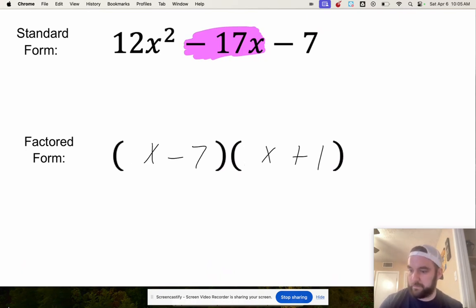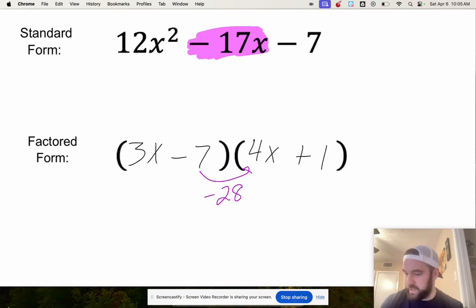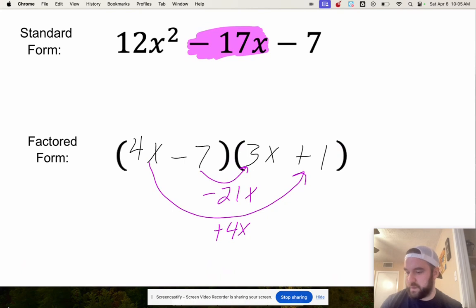So let's go 3 and 4. Here I've got negative 28x and positive 3x. That's negative 25, so that is incorrect. So far we're 0 for 3. Let's swap the 3 and the 4 around. So we'll go 4 here, 3 here. Negative 7 times positive 3x is negative 21x. 4x times positive 1 is positive 4x. Negative 21 plus 4 is negative 17. So we found the combination that works.